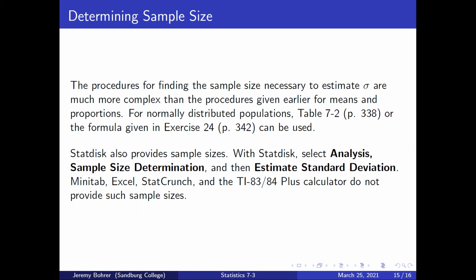The procedures for finding the sample size necessary to estimate sigma are much more complex than the procedures given earlier for means and proportions. For a normally distributed population, Table 7-2 on page 338 or the formula given in exercise 24 on page 342 can be used. StatDisk also provides sample sizes. With StatDisk, select Analysis, Sample Size Determination, and then Estimate Standard Deviation. Minitab, Excel, StatCrunch, and the TI-83 and 84 Plus calculator do not provide such sample sizes.